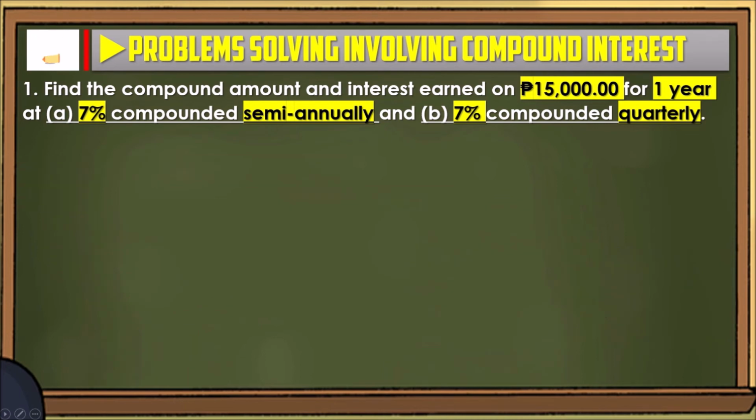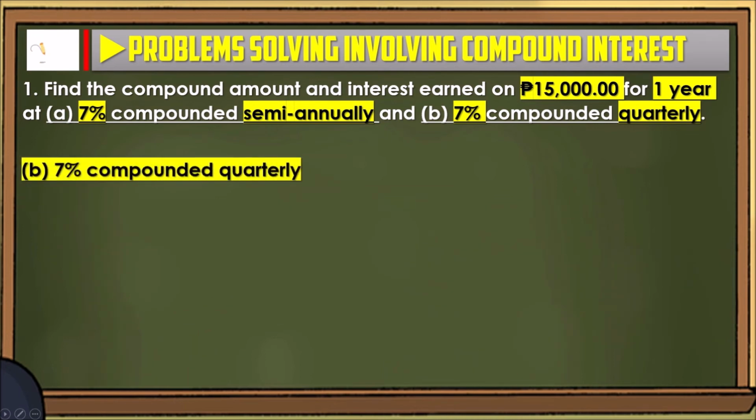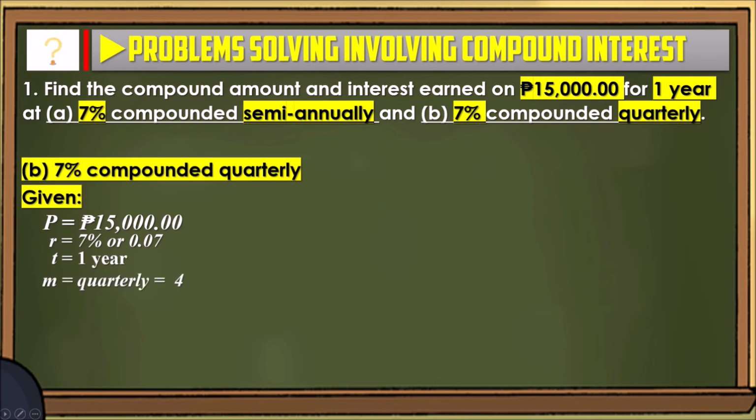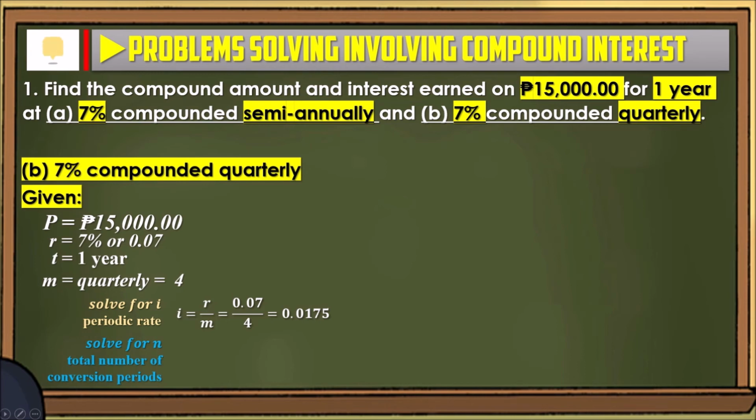Now, let us do letter B, 7% compounded quarterly. Given are the following. We have the present value of F, the annual interest rate, the time per year, and conversion period, which is quarterly, where m is equal to 4. First is to solve for the periodic rate. Periodic rate is equal to the quotient of annual interest rate and conversion period. We have i is equal to 0.0175.